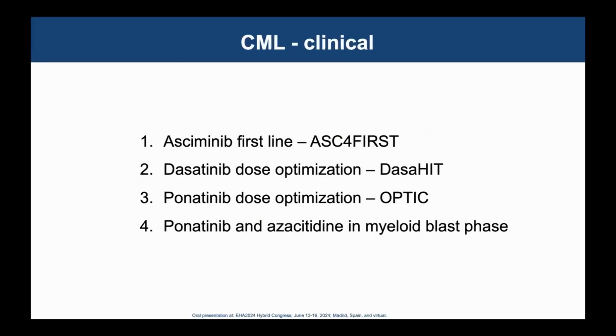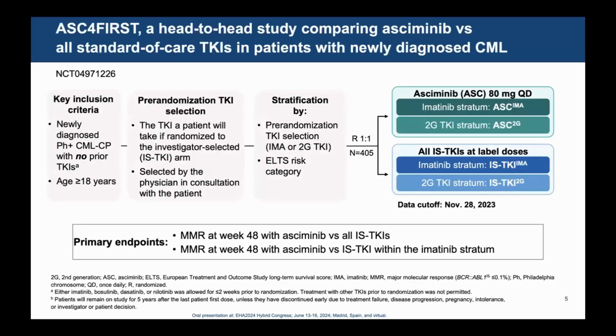I would like to focus on 4 abstracts. One is the ASC4FIRST study, Asciminib first line. One is the DASAHIT trial, a Dasatinib dose optimization trial, the OPTIC trial, which focuses on Ponatinib dose optimization, and a combination trial, a phase 1 trial, Ponatinib and azacytidine in myeloid blast crisis.